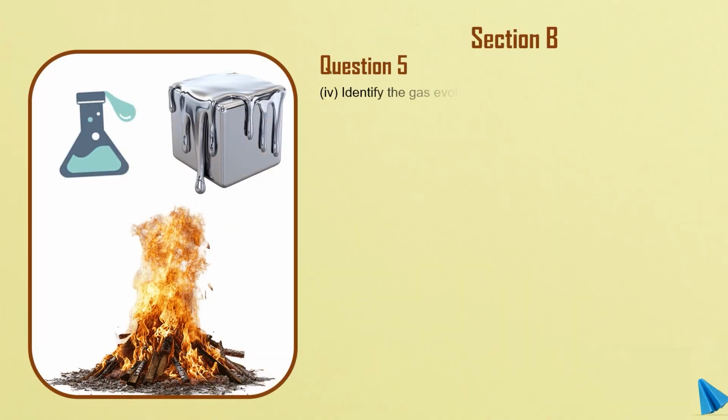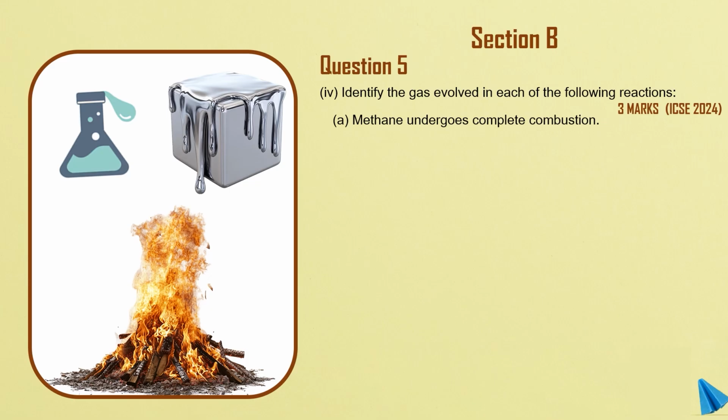Let's have a look at the next question, that is question number 4. Identify the gas evolved in each of the following reactions. Methane undergoes complete combustion. Copper carbonate is heated. MnO2 reacts with concentrated HCl.